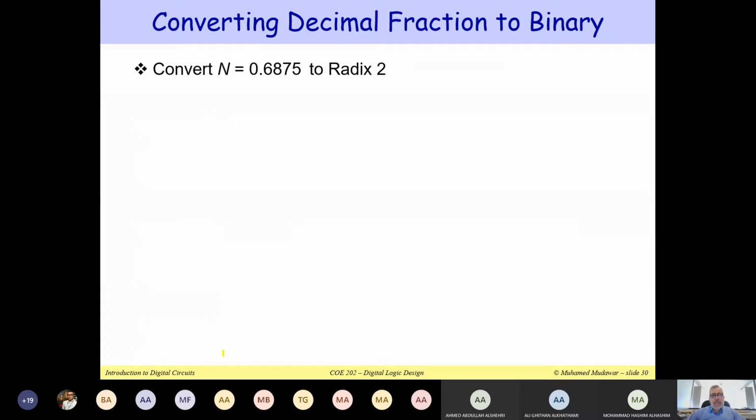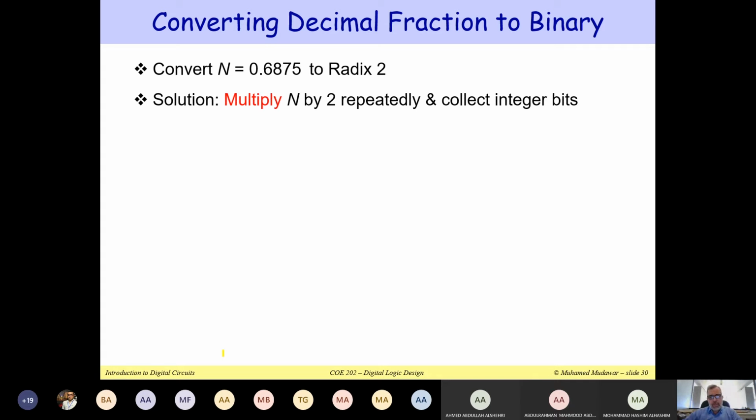Let us move on. Now, how about if I would like to convert a decimal fraction to binary? How do I convert a decimal fraction to binary? Multiply by 2. Yes. If it were an integer, I would divide by 2. But because it's a fraction, I'm going to multiply it by 2. Exactly. So the solution is to multiply n by 2 repeatedly and collect the integer bits.